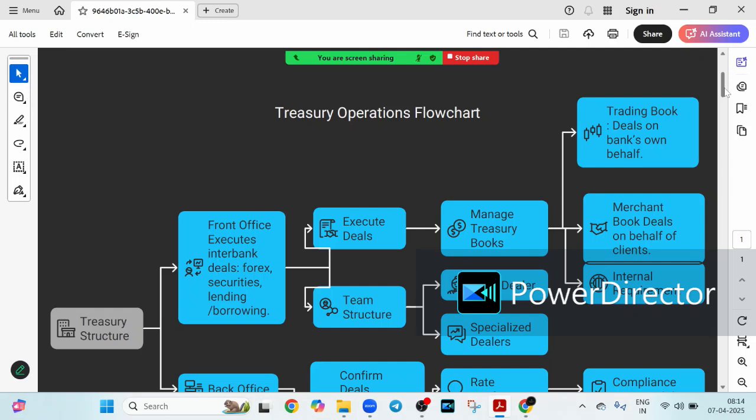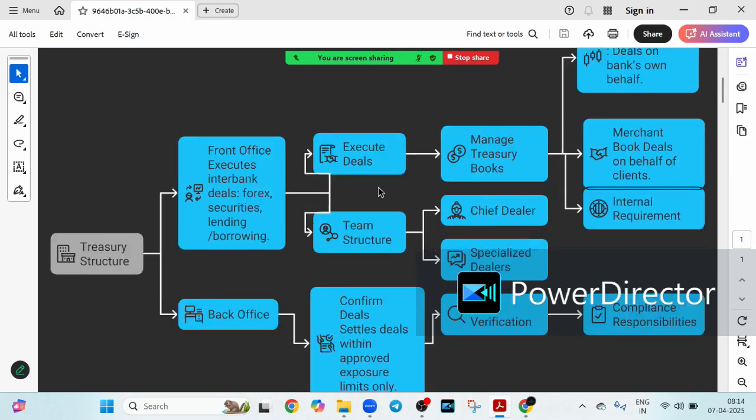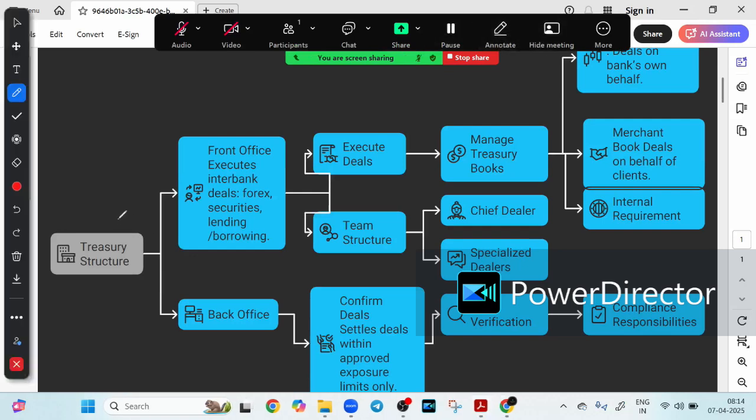Regarding the treasury operation flowchart, as you can see, friends, here we decode the entire structure through a simple, easy to understand flowchart. Let's begin with the treasury structure.